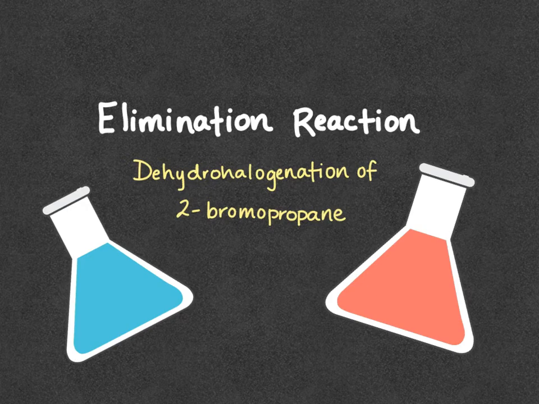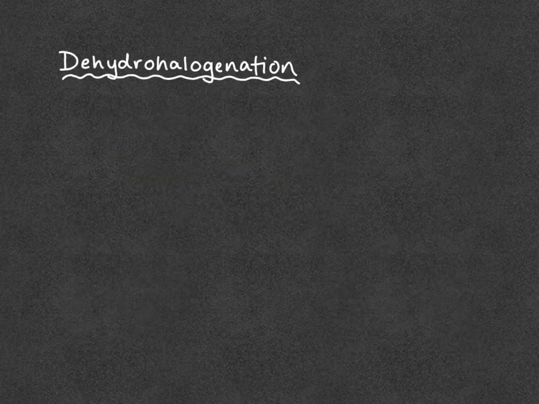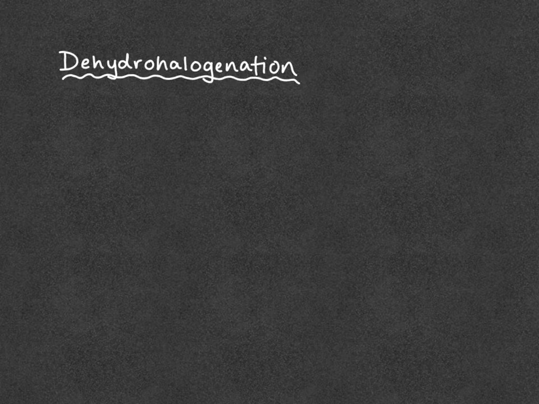In this video, we're going to look at an elimination reaction, specifically dehydrohalogenation. And we're going to look at this through the dehydrohalogenation of 2-bromopropane. So to start, we're going to do a quick overview of what dehydrohalogenation is.